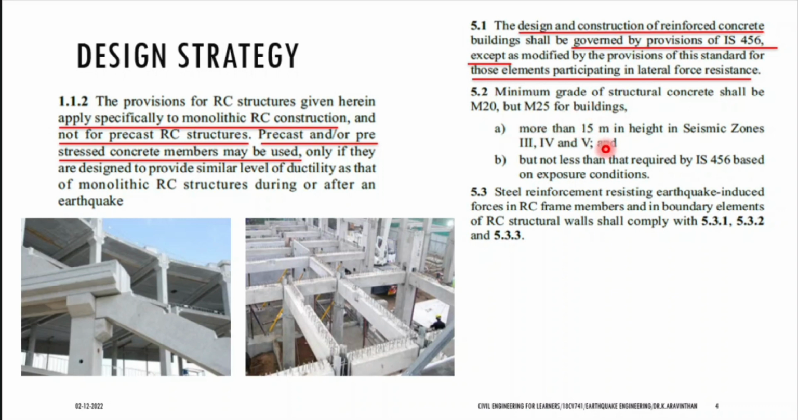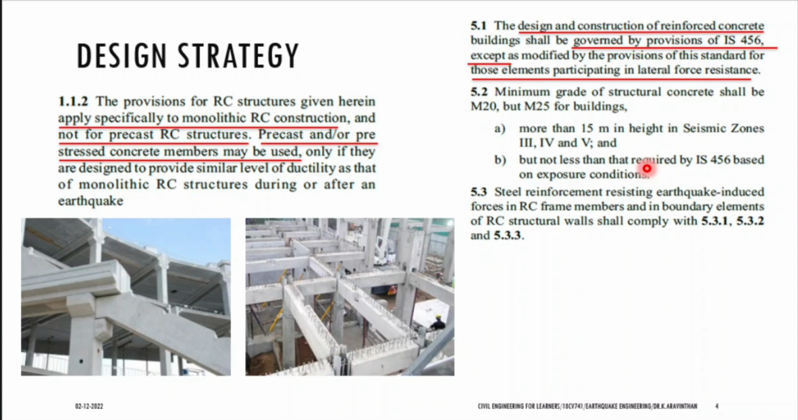More than 15-meter height in seismic zone 3, 4 and 5. How many zones are there? Zone 2, 3, 4, 5. There are 4 zones. Total India is split into 4 zones. Only in zones 3 and above, up to 15-meter height or more than 15-meter height, should you use M20 or M25 grade concrete. But less than that, what is less than that? Zone 2. What are zone 2? Mysore is zone 2. Bangalore is zone 2. Mandya is zone 2. Along these plains, you have zone 2.